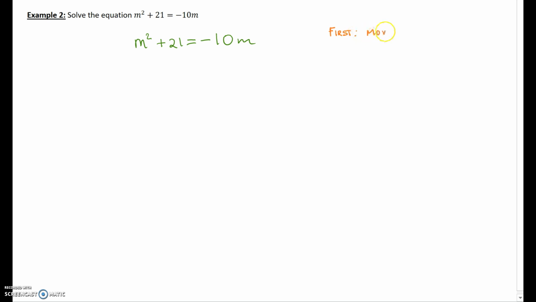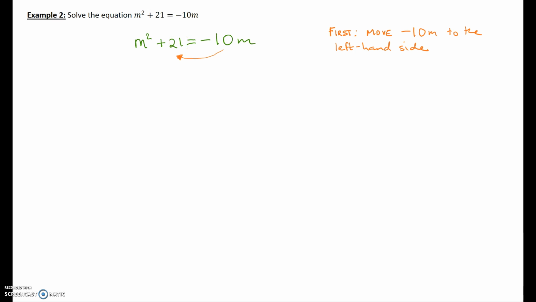So in this case, the term that's on the right hand side that we need to move is the negative 10m to the left hand side. Okay, and we can't really proceed before we do that. It's very important that everything is on the left hand side. So we're going to move that across. Okay, and we're going to write it in standard form, which means the m squared part is going to come first, and then we'll put the m part, and then the 21 will be on the end.